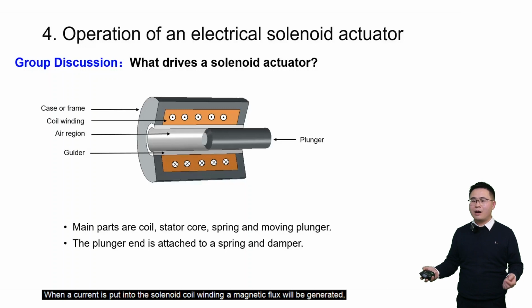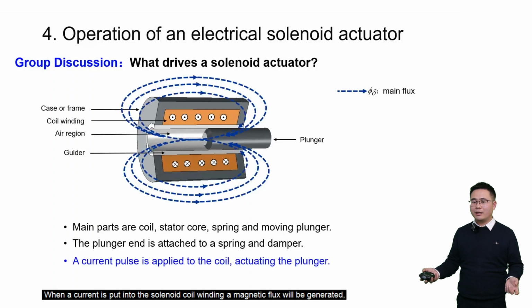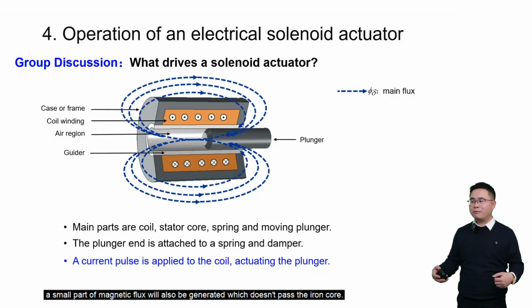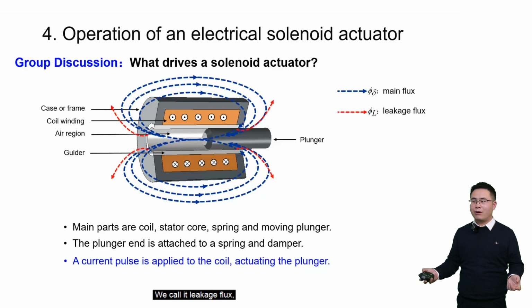When a current is put into the solenoid coil winding, a magnetic flux will be generated, which passes through the iron core and air gap. We call it main flux. However, a small part of the magnetic flux will also be generated which doesn't pass through the iron core. We call it leakage flux.